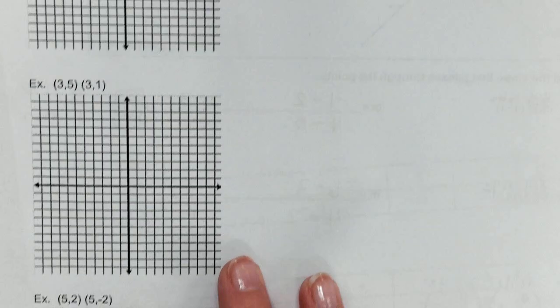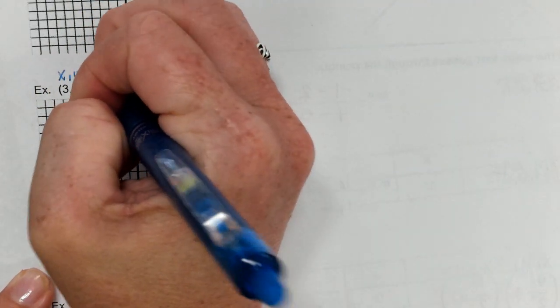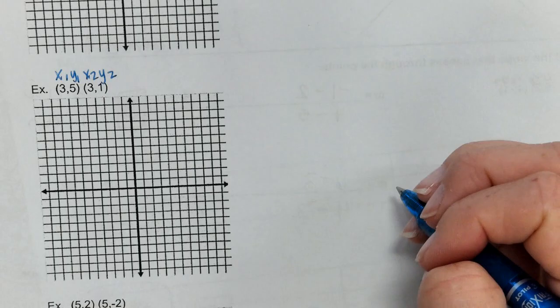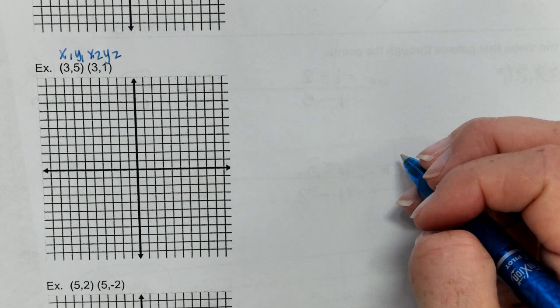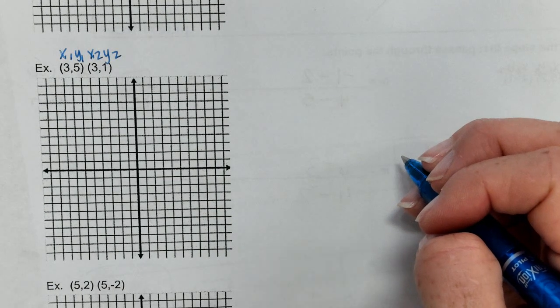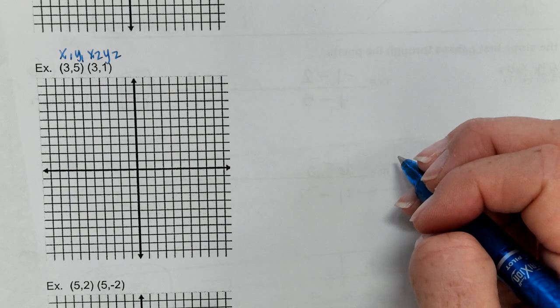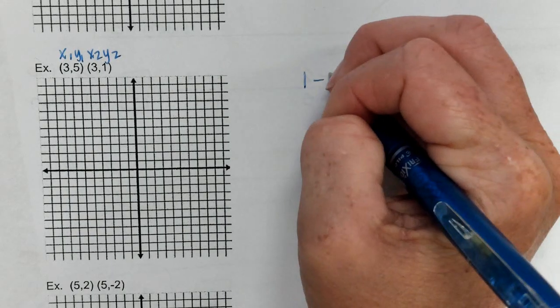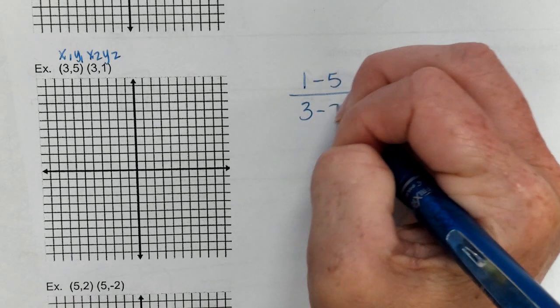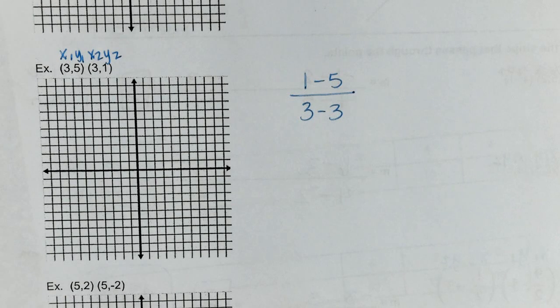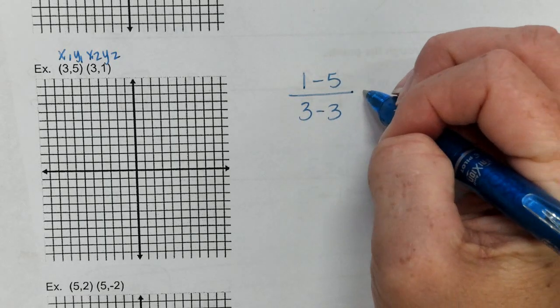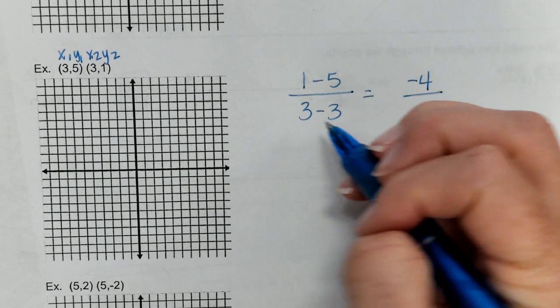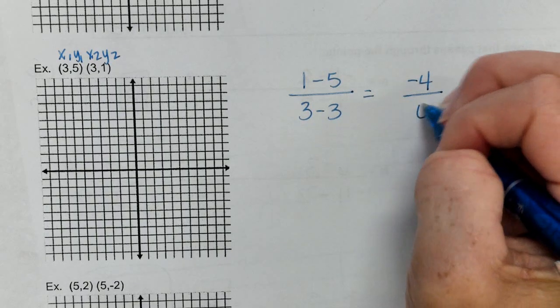Now let's look at this one. Go label x1, y1, x2, y2, and fill in your formula. Did everybody get 1 minus 5 over 3 minus 3? Let's do it by hand. What is 1 minus 5? -4. What is 3 minus 3?